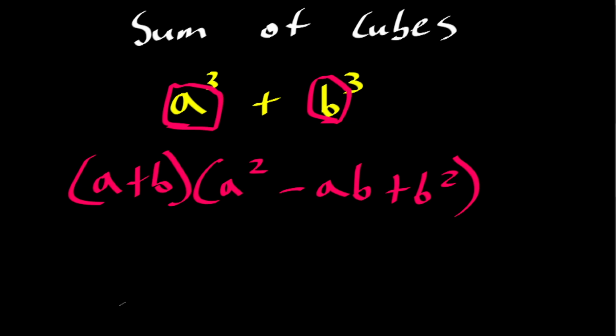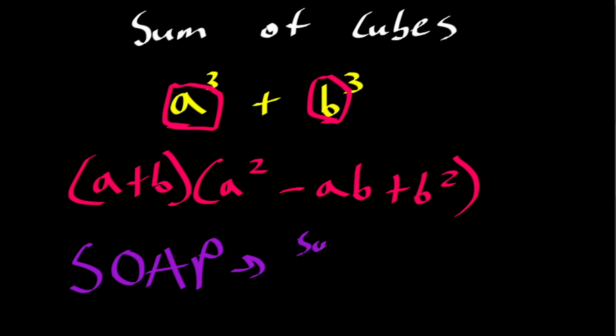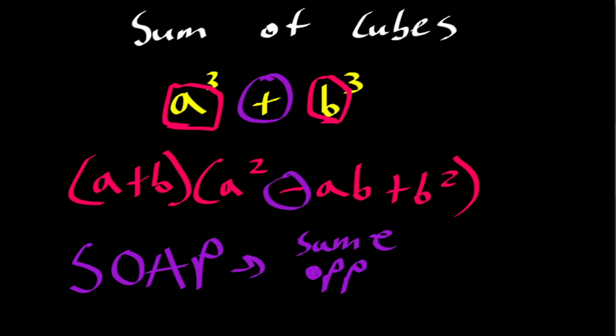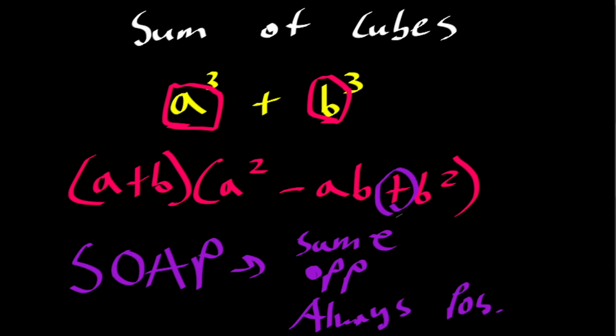Now, here's an acronym that I've seen to help you remember the signs, because when you're doing the signs of difference and sum of cubes, a good acronym for that is SOAP. Essentially, here's what this means. Same, which refers to this plus sign being the same as this plus sign. Then opposite, which refers to the second sign being opposite of this original sign. And then always positive, because this third sign is always positive. It doesn't matter if we're doing sum of cubes or difference of cubes.